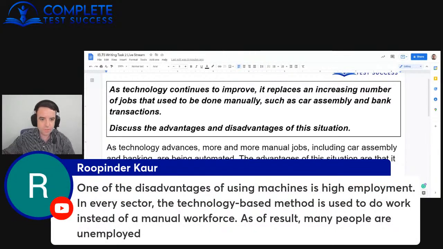Okay, Rupinder: One of the disadvantages of using machines is high unemployment rates. In every sector, the technology-based method is used to do work instead of manual workforce. As a result, many people are unemployed. No, because you're just repeating what the question said. So you can't use the concept from the question to explain your main idea.